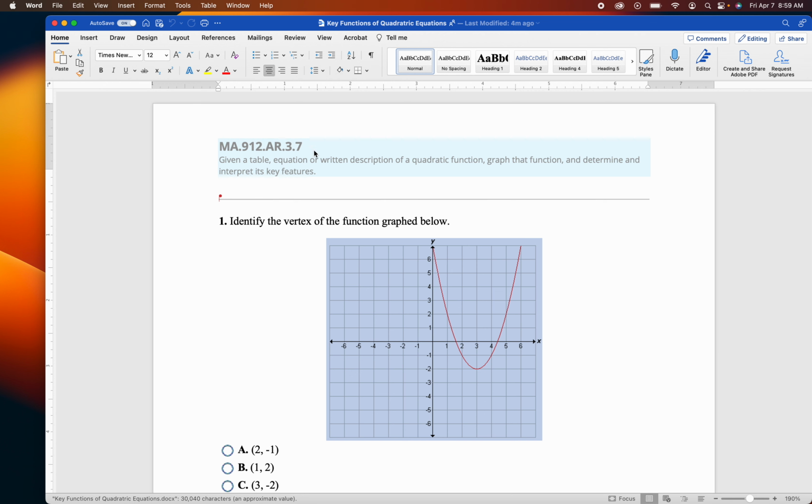But again, I put the standard at the top so I would know in the future when I saved these, this one went with standard AR 3.7, which is the key functions. This is graphing, but yeah, key functions of the quadratic equation, graphing it and interpreting it. So that is part of still the key functions.